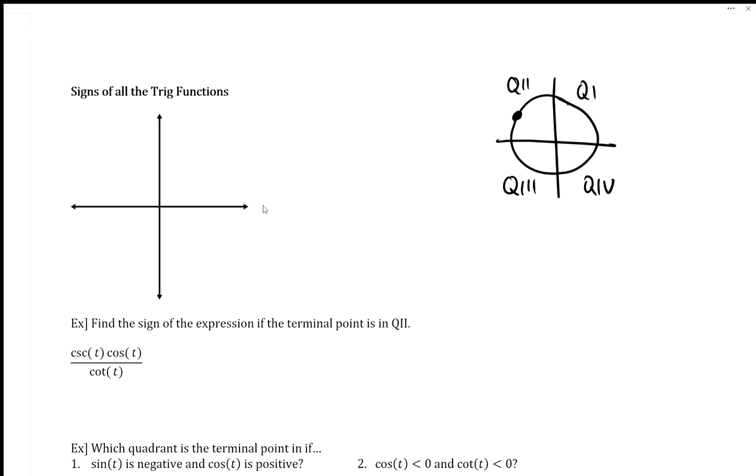Over here, this is just for the trig functions, which is based on those terminal points also. But the saying goes, all students take calculus, and the first letter in this phrase can maybe help with remembering the signs of the trig functions.